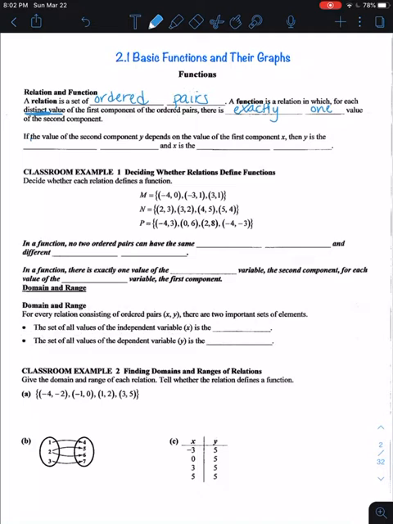All right, so if the value of the second component y depends, keyword depends, on the value of the first component x, then y is the dependent variable. So y depends on the value of the first component x, then y is the dependent variable, and x is the independent variable.